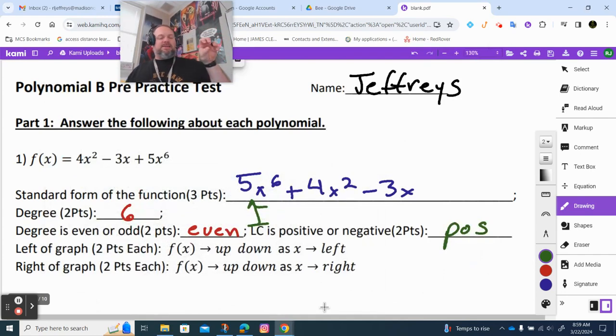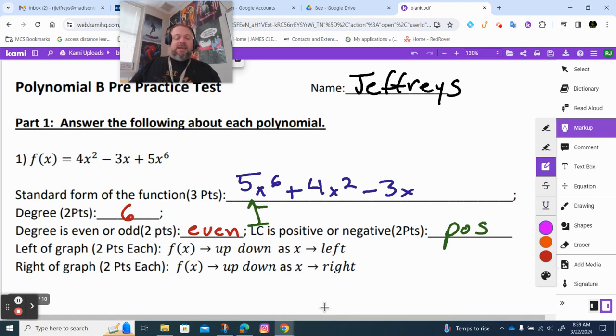The degree is even, the LC is positive. All right. On the left side, is the y going to go up or down? Up. Okay. I've changed this so it actually makes sense. No more saying positive infinity. It goes up. That makes more sense.